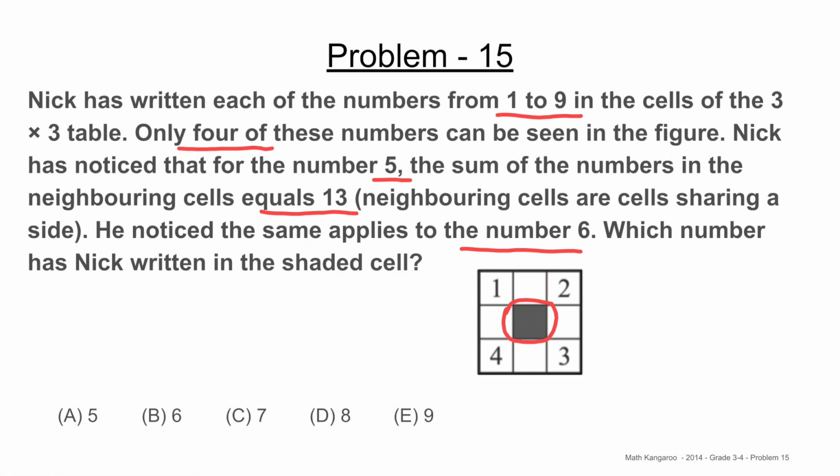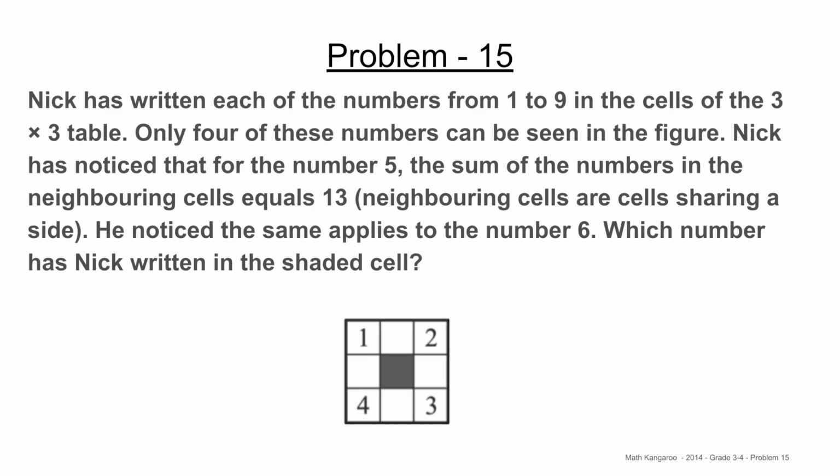First, we sum up the neighboring numbers given to us. 1 plus 4 gives us 5, 1 plus 2 gives us 3, 2 plus 3 gives us 5, and 4 plus 3 gives us 7. Now we notice that these two numbers are similar. So how far are they from 13? Let's see. 13 minus 5 gives us 8.